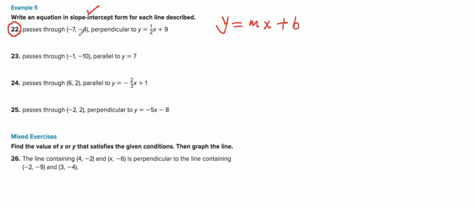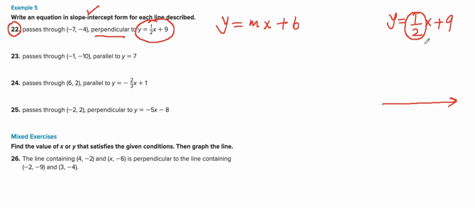Now they are saying that the line is passing through a point. So what is the equation of the given line? The equation of the given line is y equal to 1 over 2x plus 9. This is the slope of the given line. Suppose the given line is this, its slope is 1 over 2.